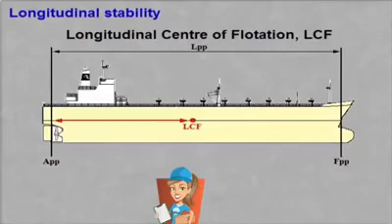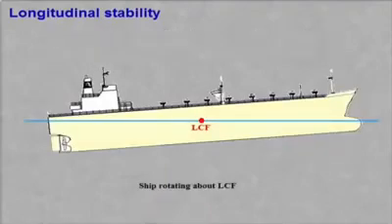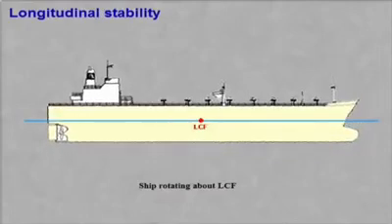When changing trim, a ship will rotate about a transverse axis that passes through the centre of the actual waterline. This centre is called the longitudinal centre of flotation, LCF. LCF is read out from the hydrostatic data of the ship at the given conditions. This is an example of a ship rotating about LCF.